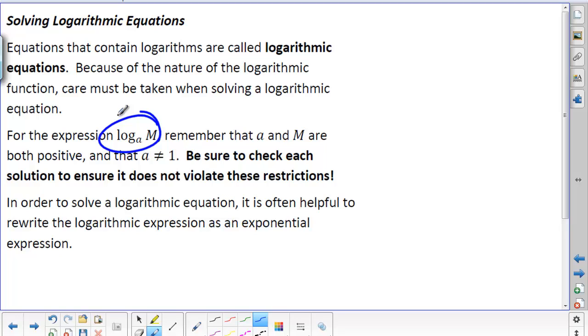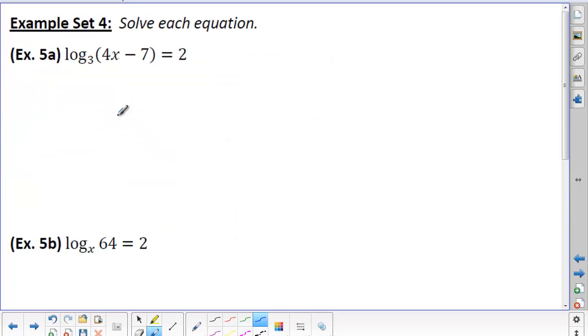A and m, the base of the logarithm a, and then the value inside the logarithm m, both have to be positive, and a can't be 1. And I'll tell you why that's important in just a minute as we're solving these equations. But just know right off the bat, as we're solving equations like these, there are some restrictions on those values.